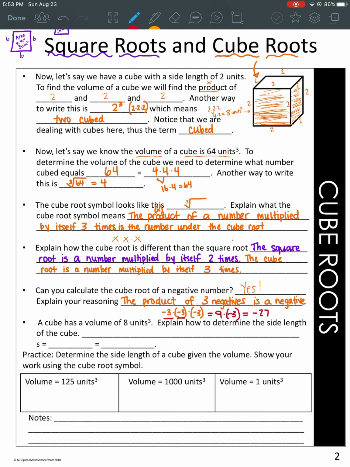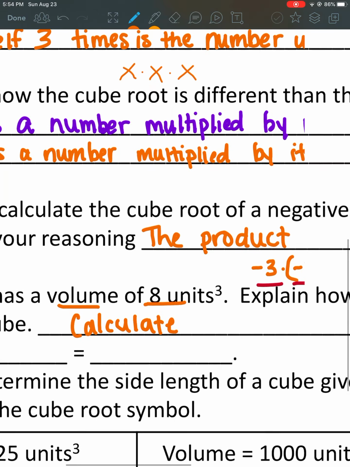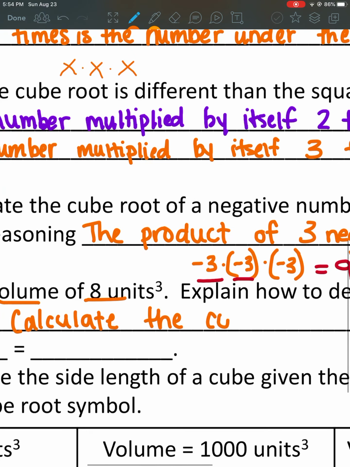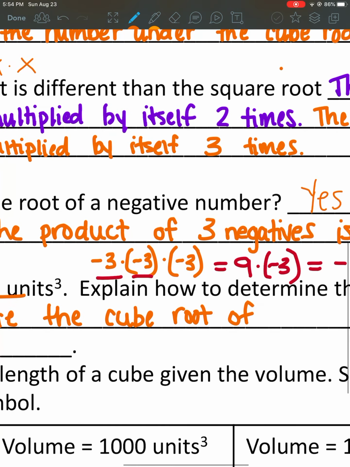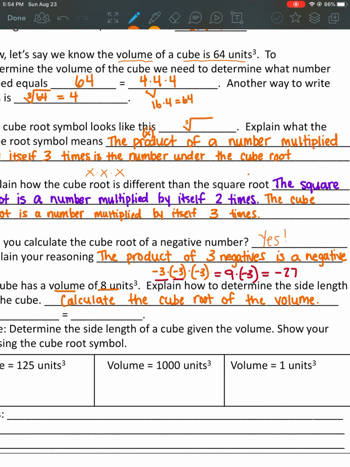Okay, a cube has a volume of 8 units cubed. Explain how to determine the side length of the cube. Well, if we know the volume is 8, we have to do the opposite. So we want to calculate the cube root of 8. Okay, and I'm going to say of the volume, because maybe I tell you the volume is 343 units cubed, and you'd want to take the cube root of that. So the volume is going to change in our example. So I'm going to say calculate the cube root of the volume.